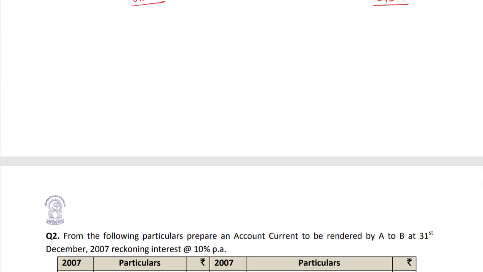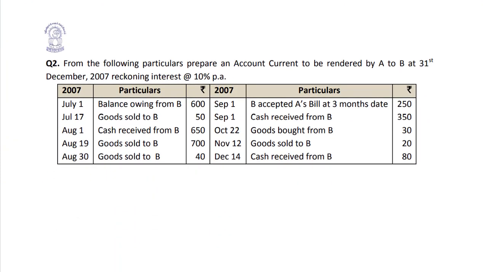Let us continue. Next question. Question 2. From the following particulars, prepare an account current to be rendered by A to B at 31st December 2007, and interest is 10% per annum.